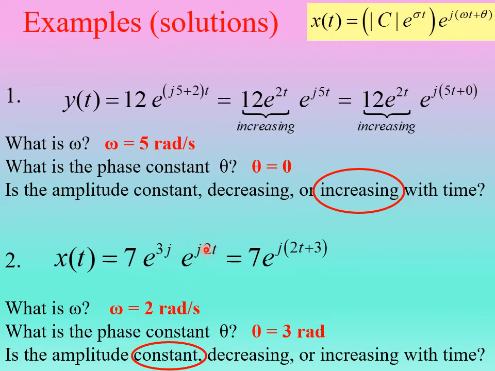So when we add these together, I can factor out a j, and I get 2t plus 3. And now it's pretty simple to see that omega is the number in front of t, it's 2. And our phase constant theta is the 3 here. All right, again, I'm looking at this up here for reference. Theta is 3 radians. And then the amplitude, notice, is just 7. There's a 7 out here all by itself. So that is a constant amplitude that's not changing with time.